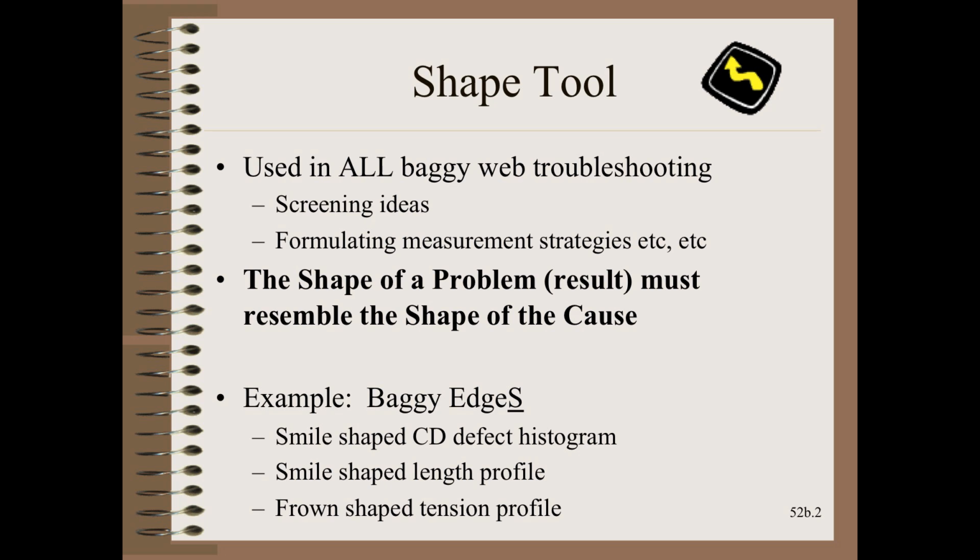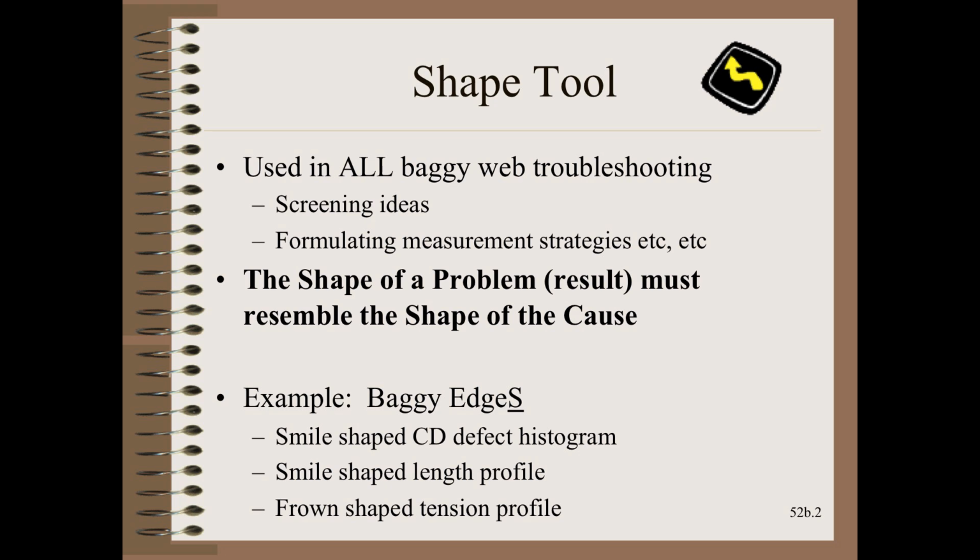While the primary purpose of this series is to show how to diagnose bagginess, it will be helpful and even necessary to remind my Web 101 students of certain tools that we learned and will need as we go along. The one tool that is always needed for baggy web troubleshooting is the shape tool. In fact, it is also useful for many other web handling and non-web handling problems. Simply stated, the shape of the problem must resemble the shape of the cause.